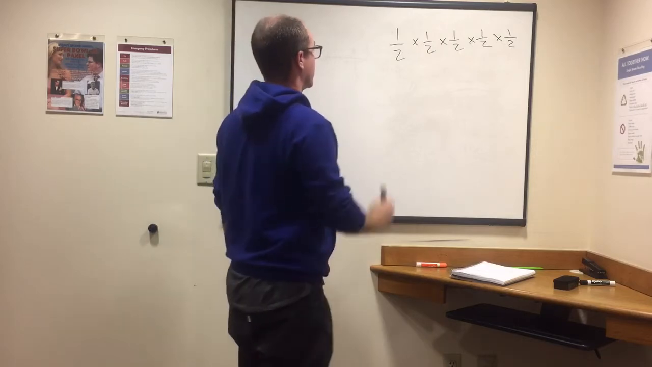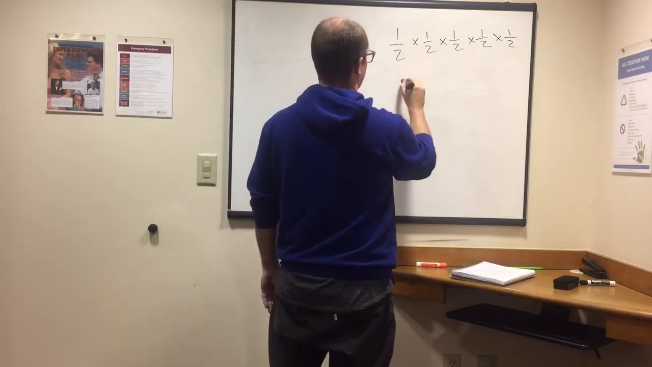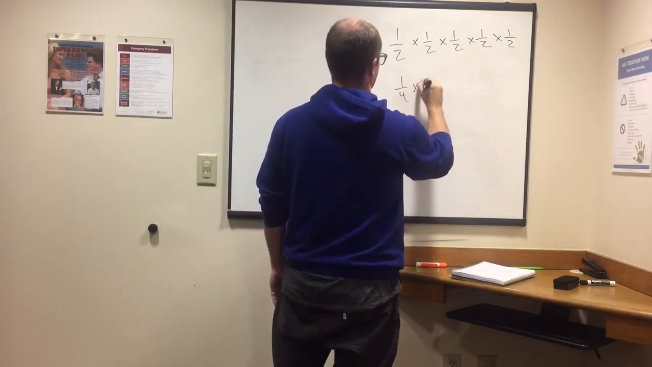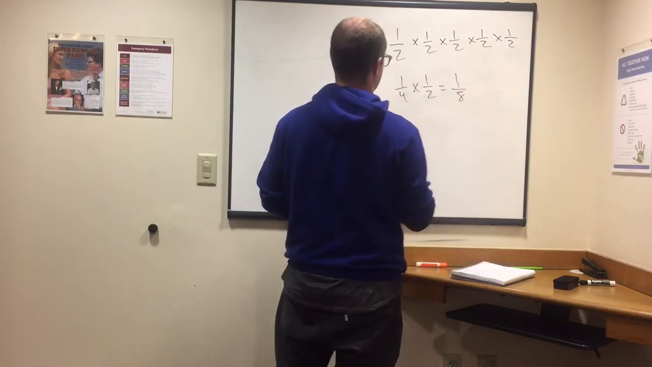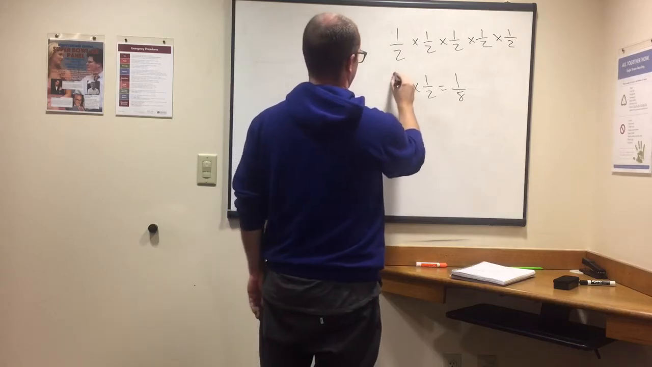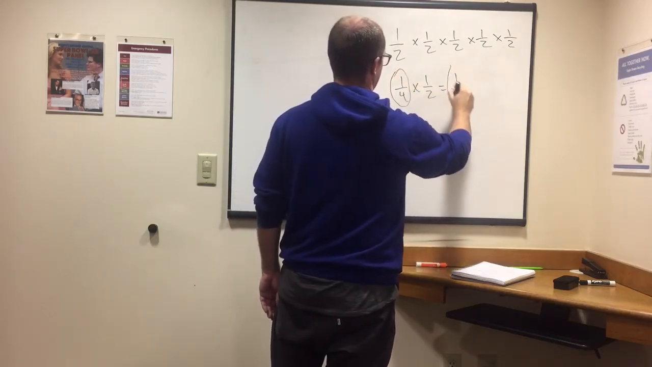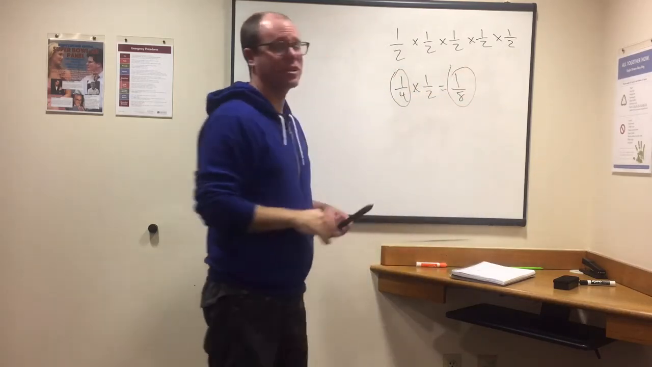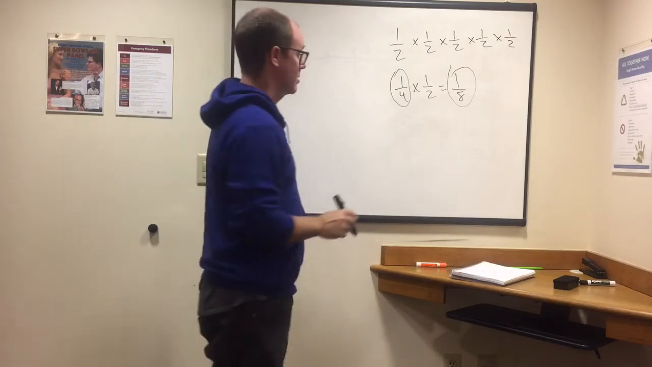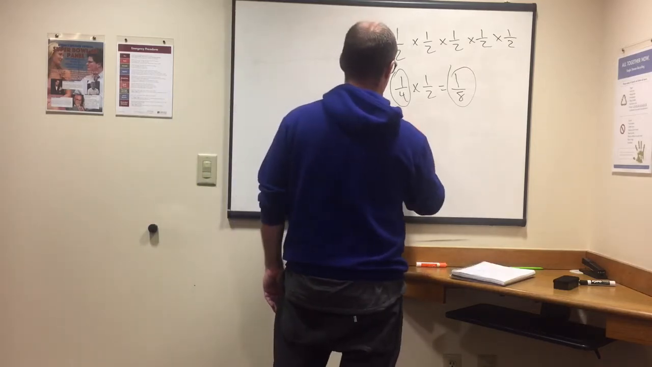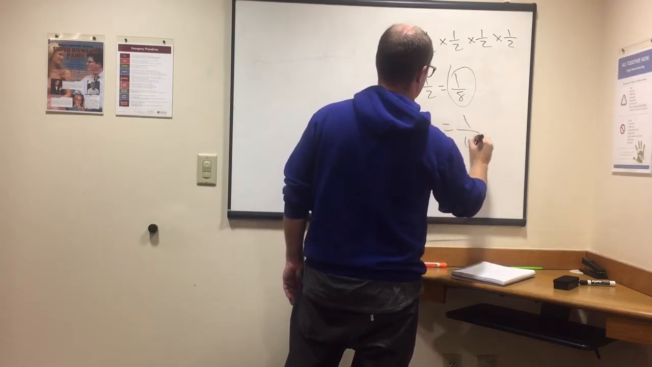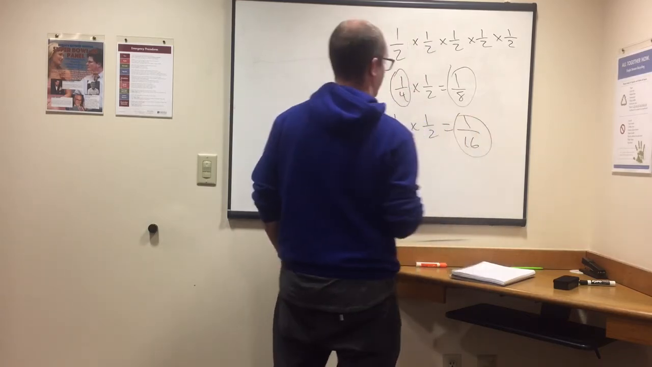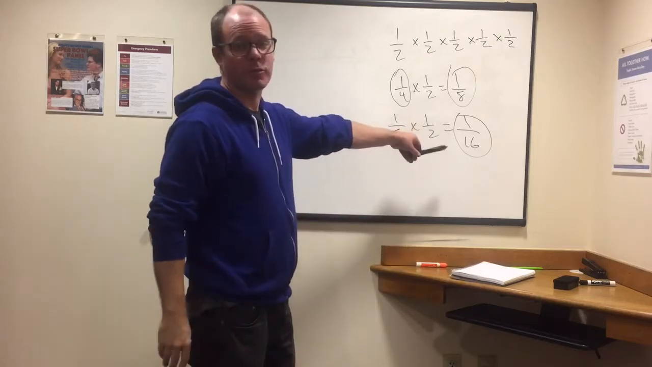1/2 times 1/2 times 1/2 times 1/2 times 1/2. Okay, and what do we get there? 1/2 times 1/2 is 1/4. 1/4 times 1/2 is 1/8, right? So this is the probability of 2 consecutive. 1/8 is the probability of 3 consecutive heads. Okay, we got 2 more 1/2s to multiply. 1/8 times 1/2 is 1/16. 1/16 is the probability of 4 consecutive heads.